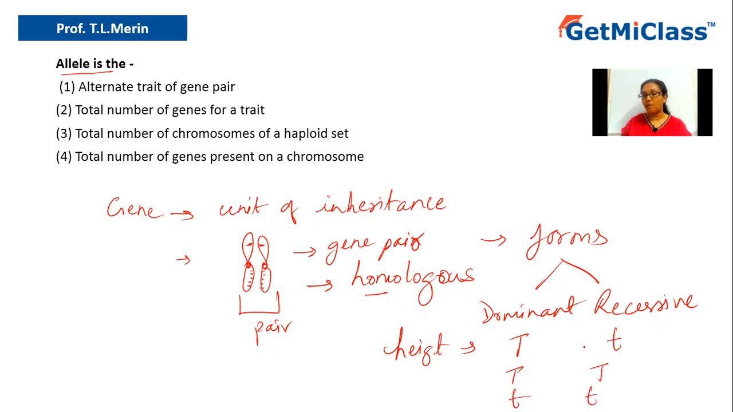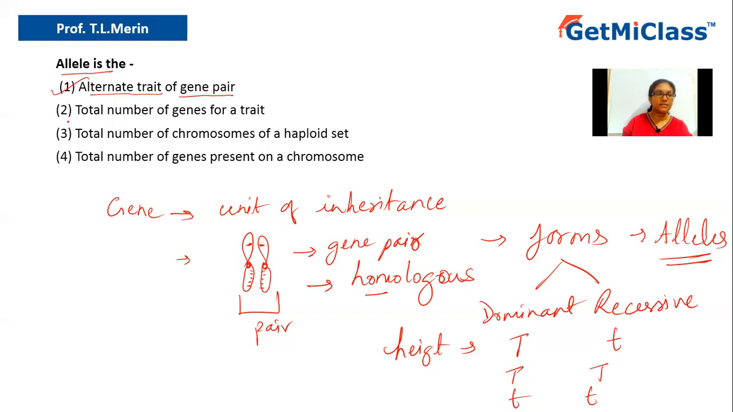So these forms of genes are called alleles. What are these? Alleles. So what are alleles? They are nothing but different forms of a gene pair. Let us see. Option 1 says alternate trait of a gene pair. Absolutely right. Why alternate? As I told you, one can be dominant, the other can be recessive, and of what? Of a gene pair. That is what an allele is, a pair of alleles, you can say. So that is the absolute answer.